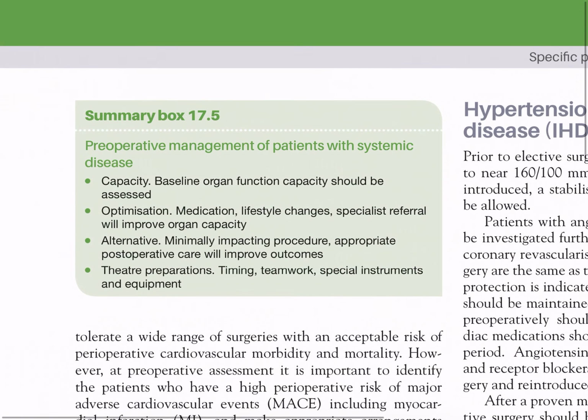Summary box 17.5. Preoperative management of patient with systemic disease. Capacity: baseline organ function capacity should be assessed. Optimization: medication, lifestyle changes, and specialist referral will improve organ capacity. Alternative, minimally impacting procedure and appropriate postoperative care will improve outcomes. Theater preparations: timing, teamwork, special instruments and equipment.